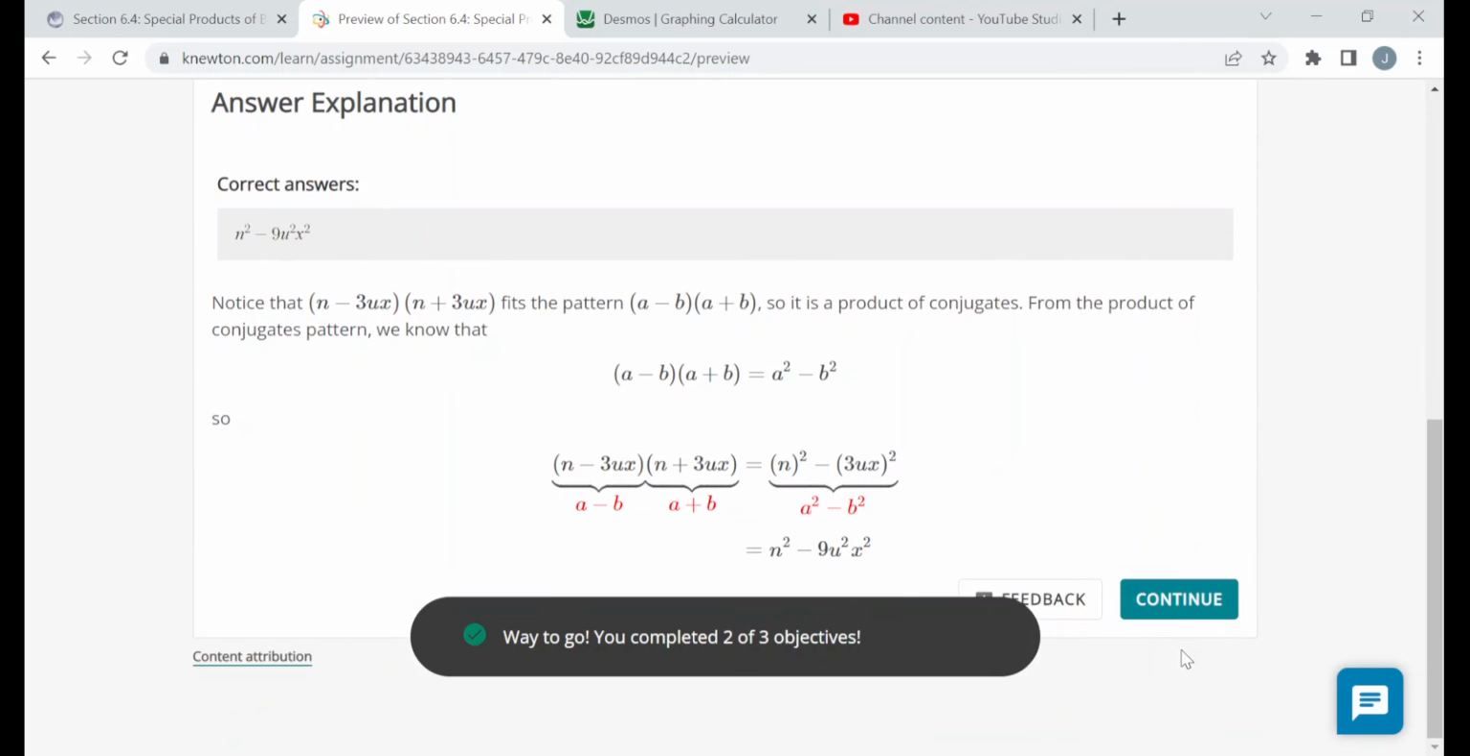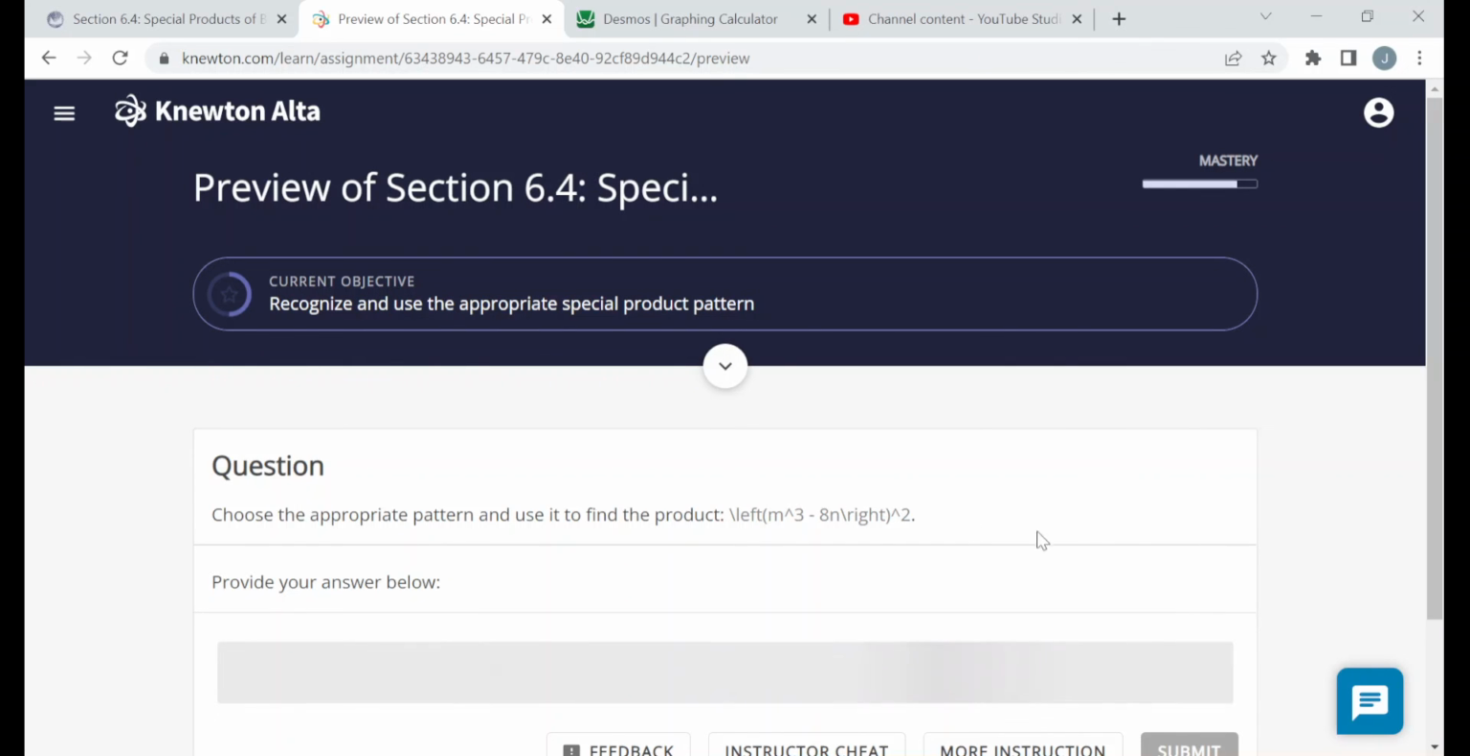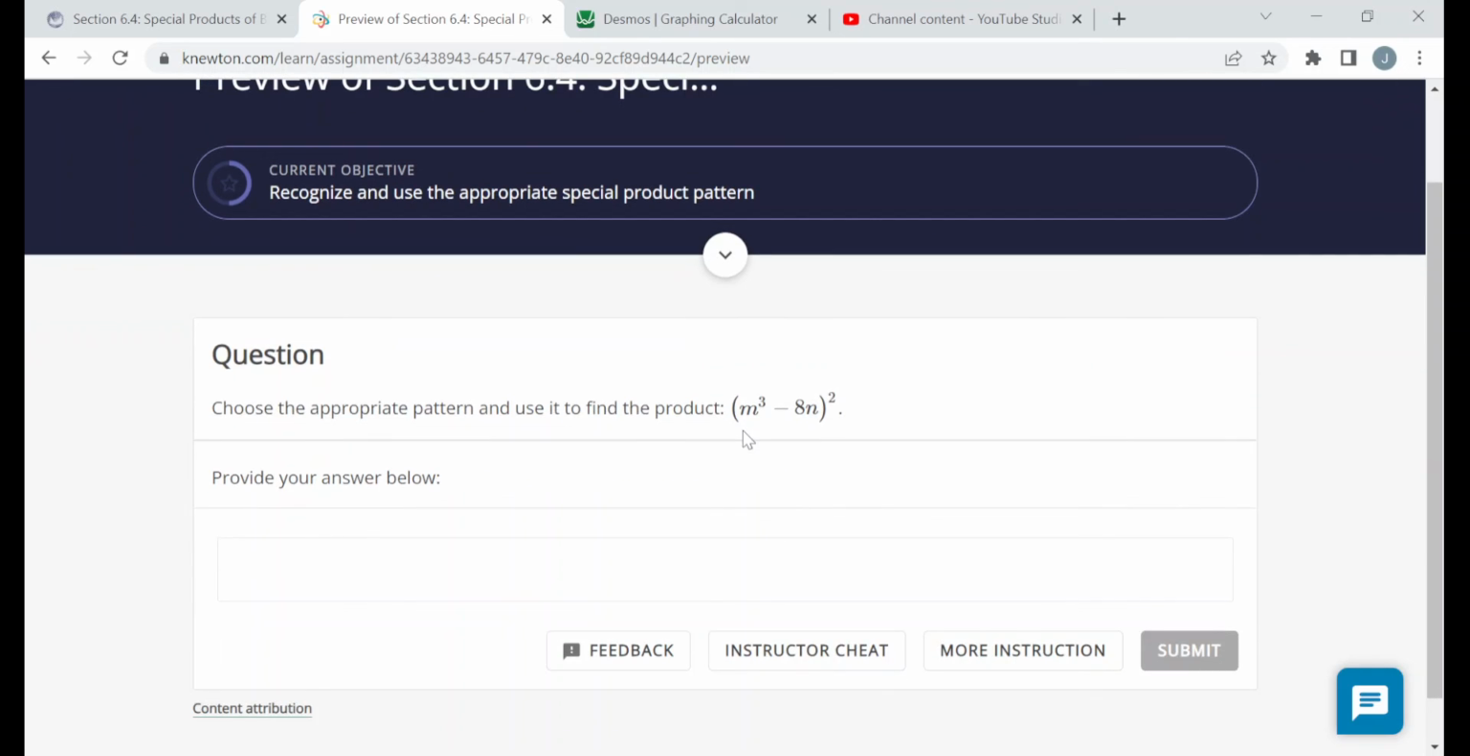Alright. So yeah, I'm not going to write these out anymore. I'm just going to speak the pattern out loud. There's only two more problems left anyway. So another binomial being squared here. Remember, this would be like a minus b squared. That would result in a squared minus 2ab plus b squared, where a is m cubed and b is 8n.